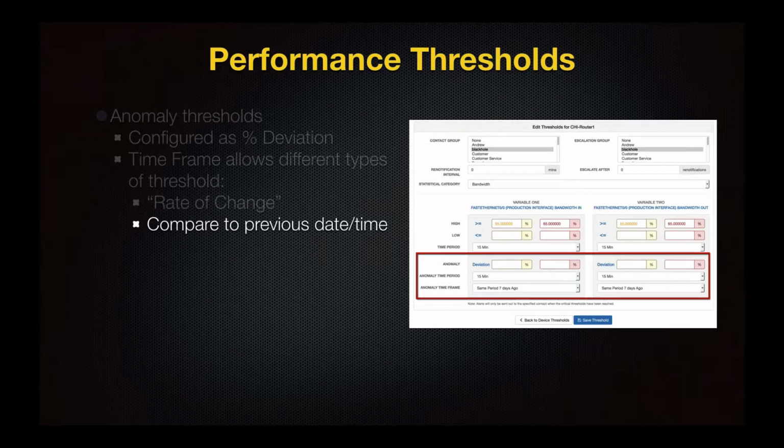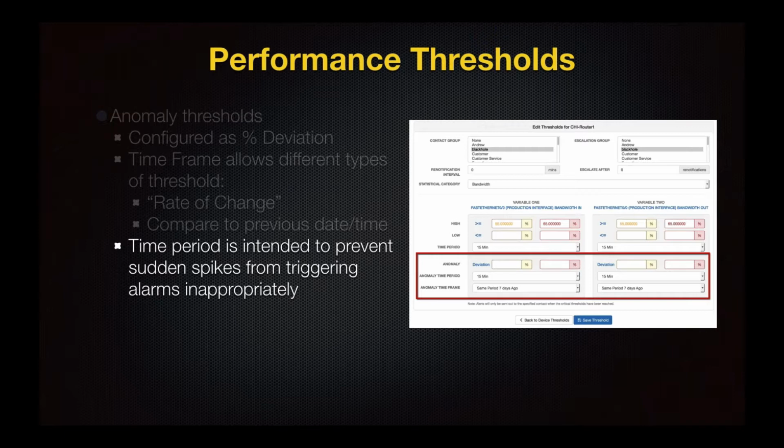But you can also compare it to previous date and time. Like in this example, we're looking at the same period 7 days ago. So we'd be looking at, what happened at 10 a.m. last Monday versus 10 a.m. this Monday, and kind of looking at the regular cycle of data to compare those. You can also look at the time period, which serves the same purpose as in thresholds, and it prevents sudden spikes from triggering inappropriate alarms.